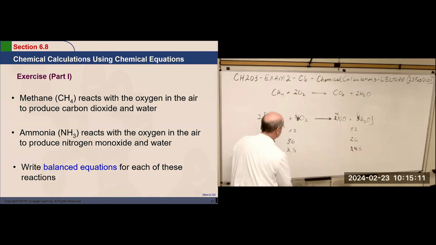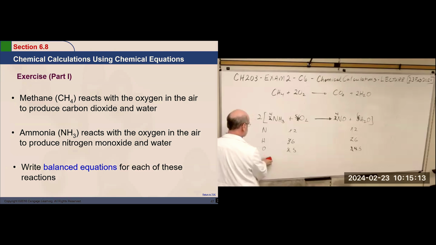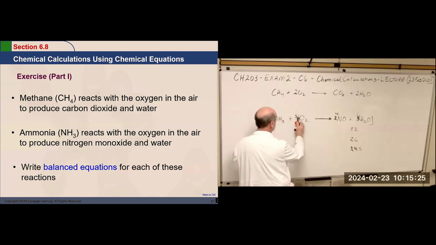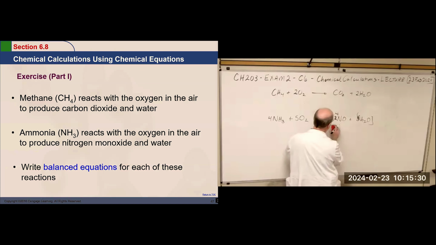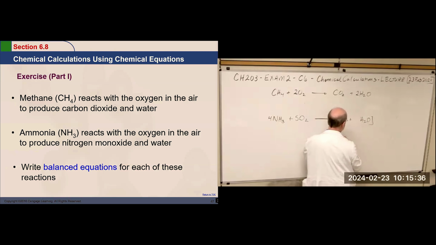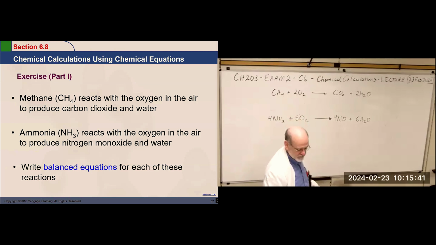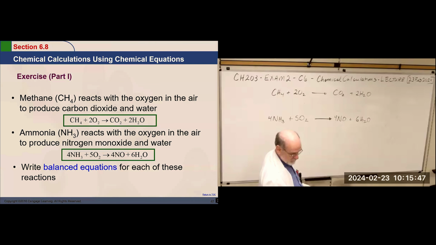Okay. So let's see. Now we got it balanced. Let's change this to 4. Kind of clean it up because we got to do more with it. 5. This is going to be 4. This would be 6. Okay. All right. Now we got those 2 balanced equations. Let's see if they agree with the slide. 4, 5, 4, and 6. 4, 5, 4, 6. Yep.